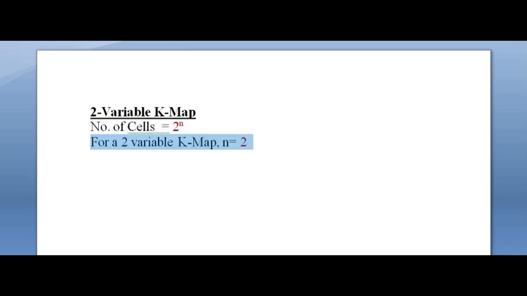Now we will draw a two variable K map. A two variable K map means the total number of cells is equal to 2 to the power of n, where n is the number of variables. In our case, it is going to have two variables, so put n equal to 2. Therefore, the total number of cells is 2 to the power of n, which is equal to 4. A two variable K map is going to have four cells.